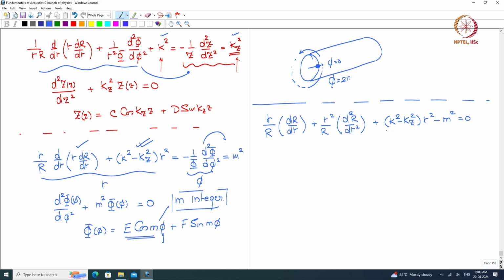Okay. Now this k square minus kz square. So let's say within the cylinder the acoustic wave number is in some direction k. Okay, in some direction. This k is the acoustic wave number. One shouldn't forget, omega by c is k. We are working with the Helmholtz version.